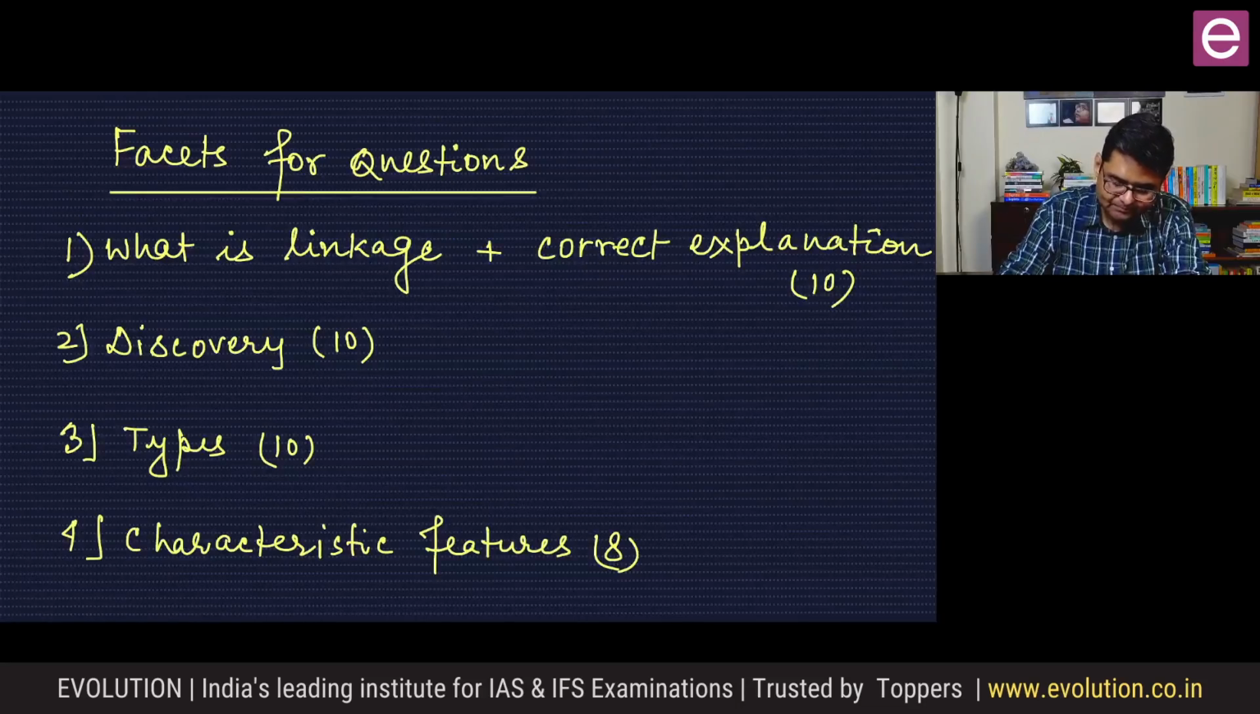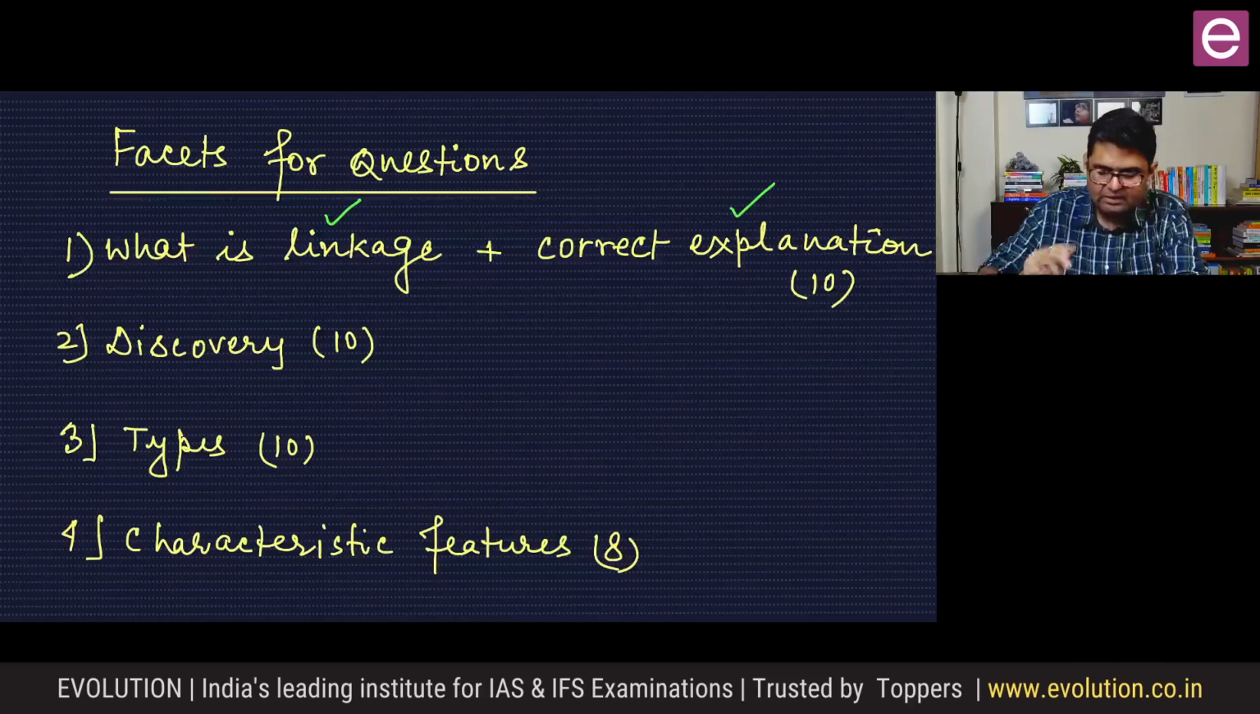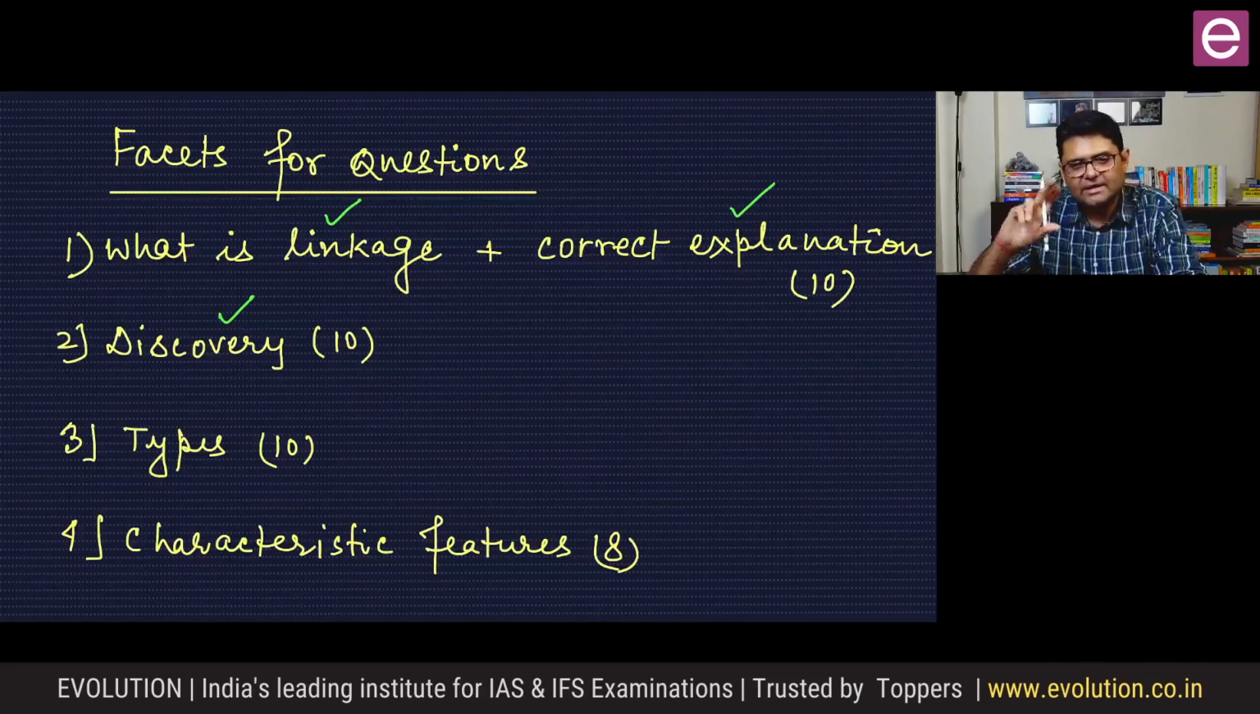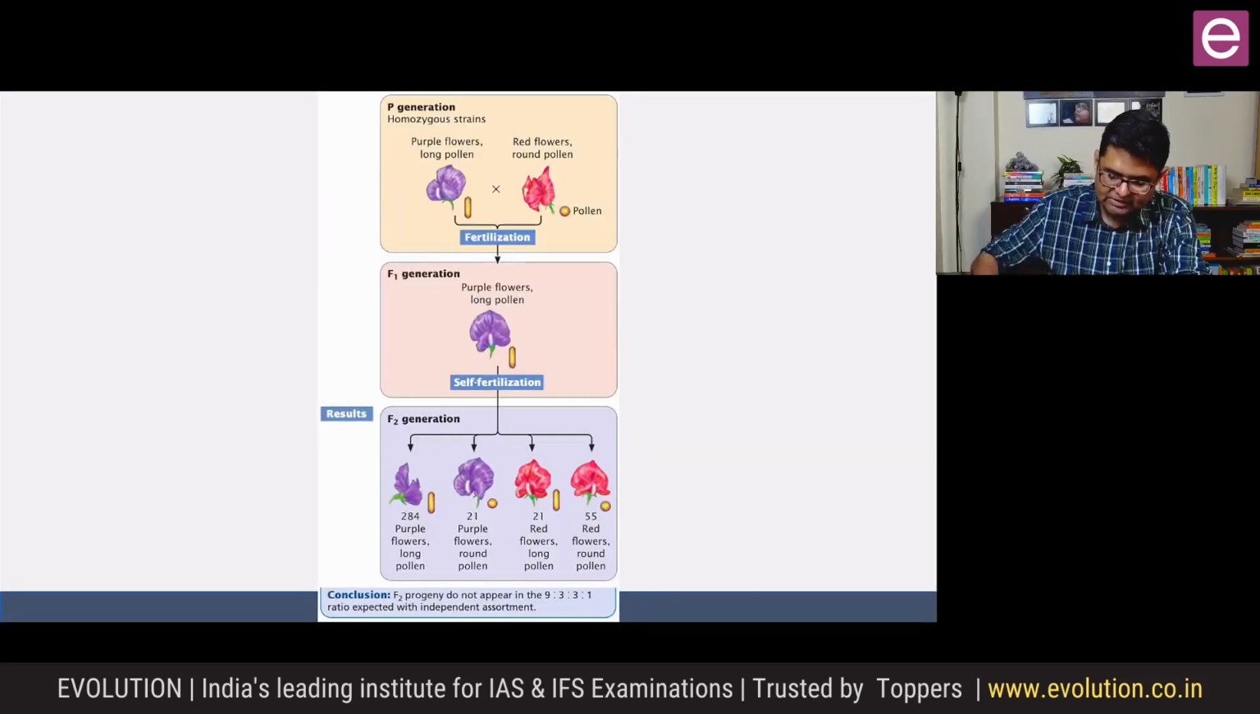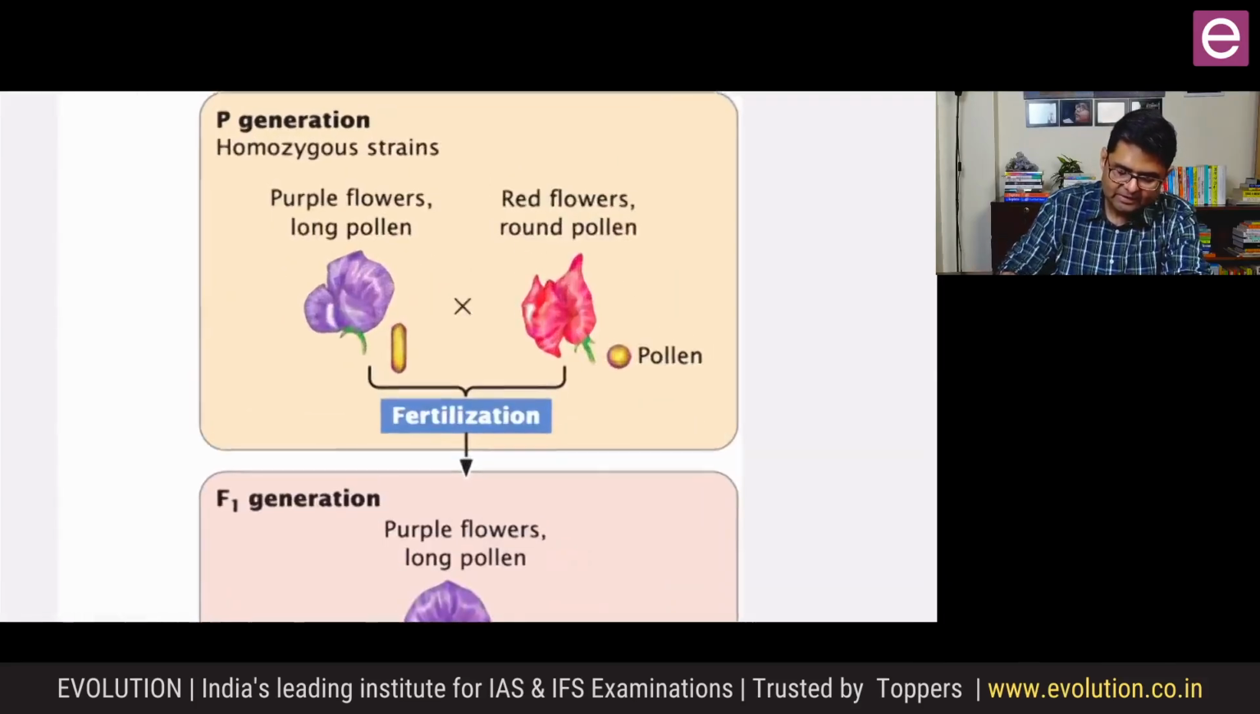so now what you know already is what is linkage, the correct explanation of it, discovery and the attempt by discoverers to explain how linkage takes place. So अब हम लोग जरा discovery पे जाते हैं. So this is what Bateson and Punnett were studying.